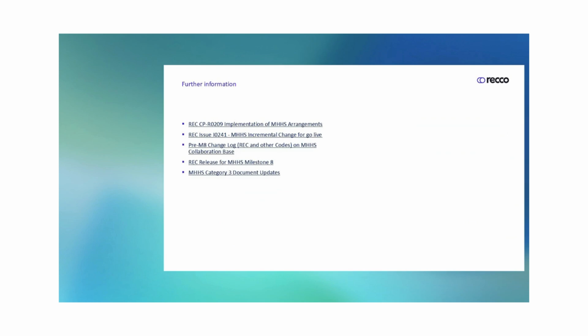This one is the last slide for me. This just sets out some links to some further information. We've got the REC change that was approved last year, R209, and a link to the new issue that was raised in January, the I241. We've got the log of the changes that are being made for M8. We've got a link to all of the documents that have been approved to date that are going live at M8. And when we approve the Cat 3s, we put them onto a dedicated place on the REC portal, and that link will take you to the ones that have been approved to date.